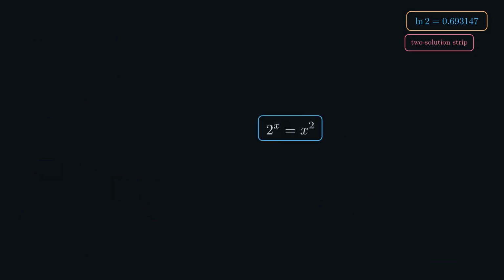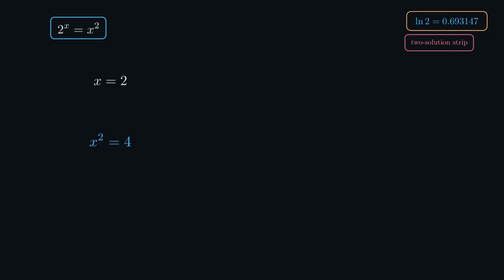Puzzle 2. 2 to the x equals x squared. And I'll confess, this one looks easier, so my guard is down. Let me just try small numbers again. x equals 2. 2 squared is 4. 2 to the 2 is 4. 4 equals 4. It's a solution.